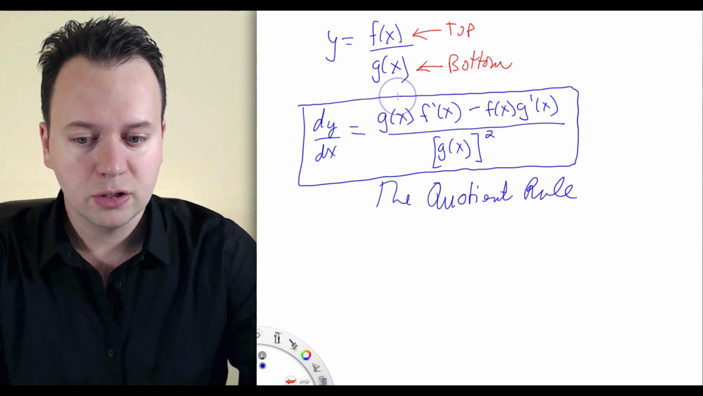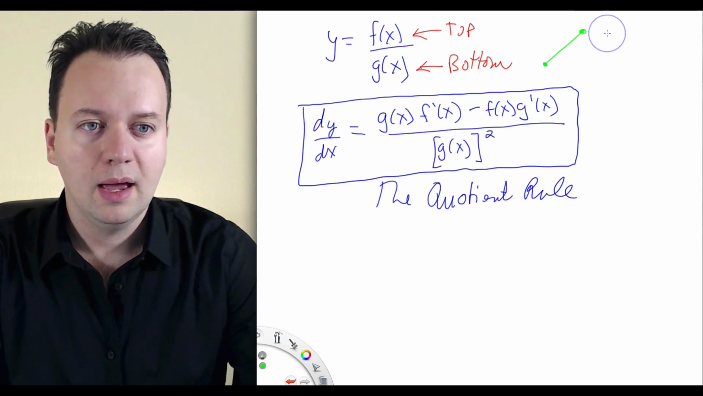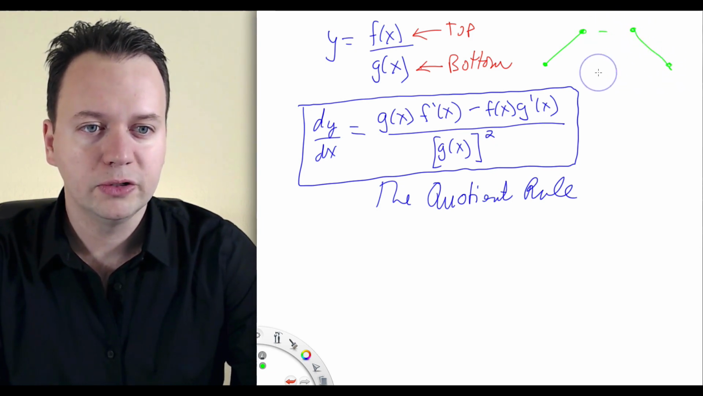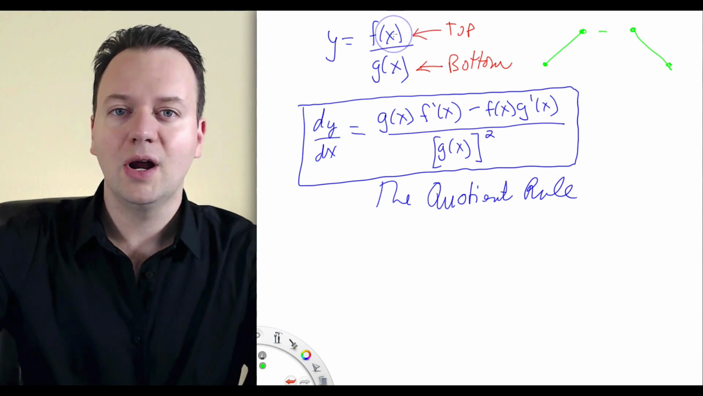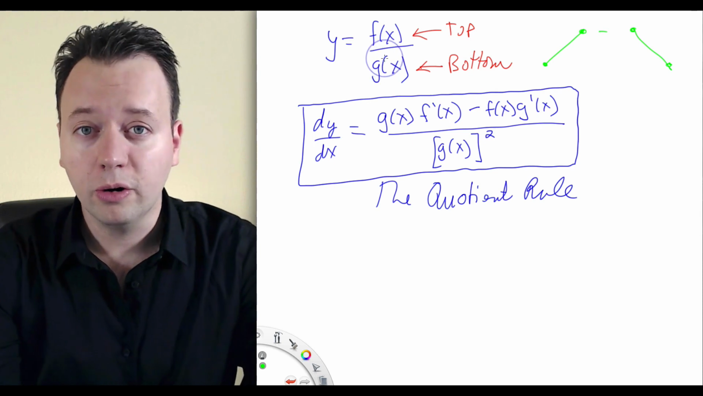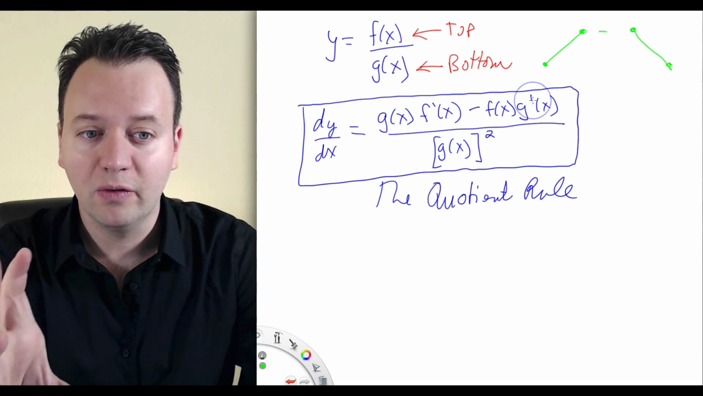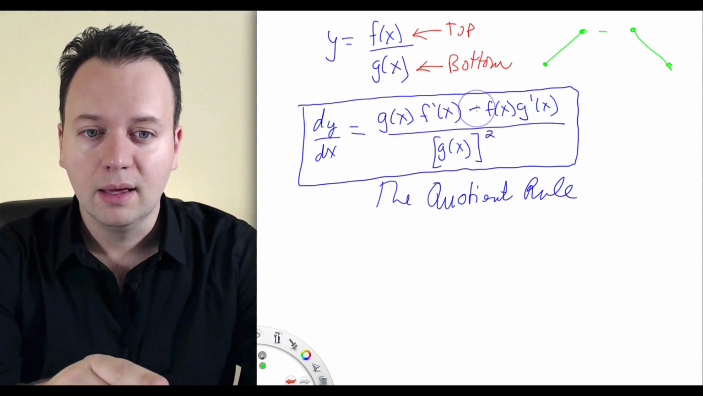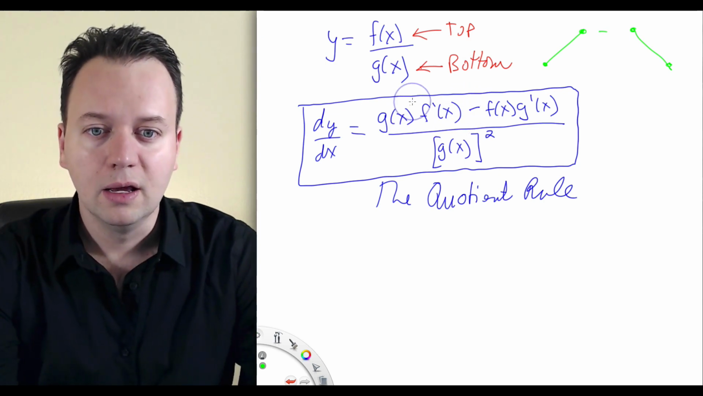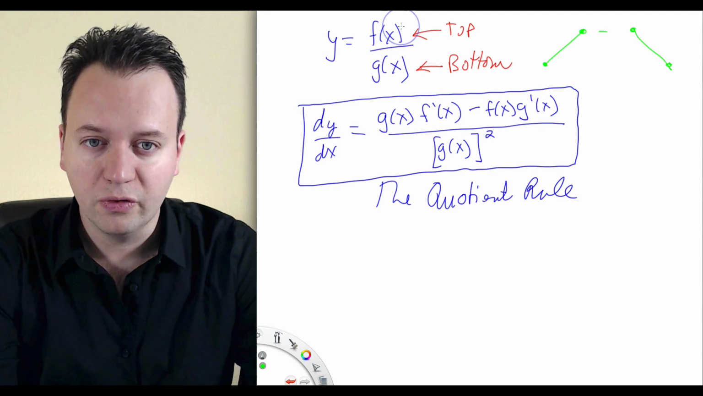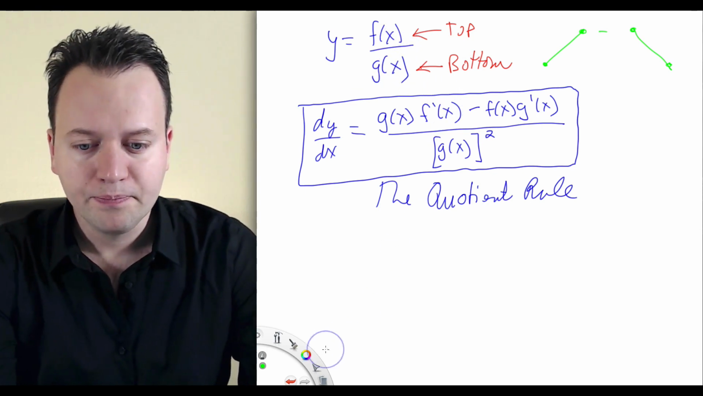Notice it's the bottom function, and I like to think bottom times the derivative of the top, and then minus the top times the derivative of the bottom. So you start on the bottom, multiply by the derivative of the top, and then subtract the top times the derivative of the bottom. The order matters because of this minus sign. If you get it backwards, if you start with the top times the derivative of the bottom, then you're subtracting the wrong one, and you're going to basically pick up a minus sign. So it's always important to do the bottom times the derivative of the top, and then minus the top times the derivative of the bottom, all divided by the bottom squared.